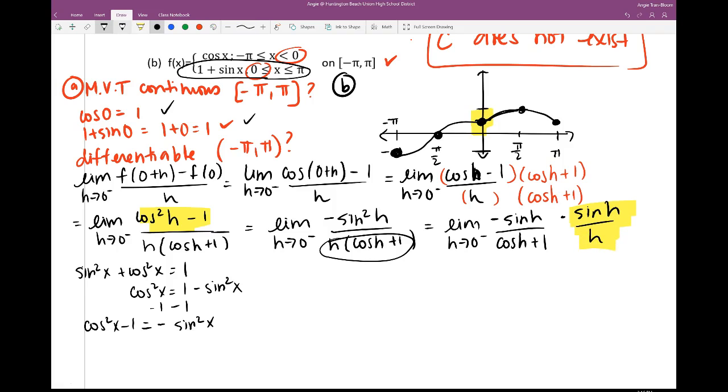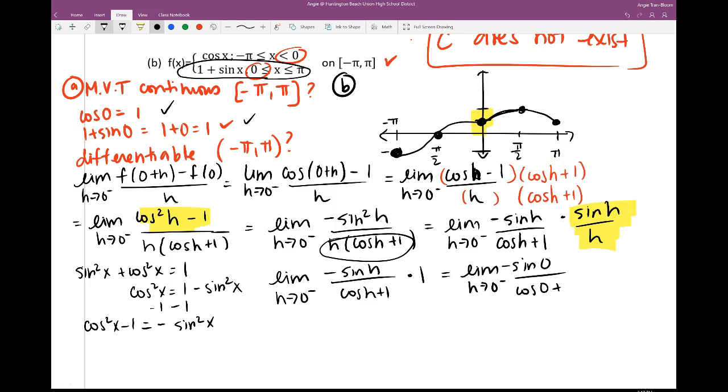Okay, so let's go back. So limit as, now I just have this last piece to work with. So negative sine of h over cosine of h plus 1 times, okay, so the limit of that is 1. Then from here, what we can do now is I can actually substitute in 0, okay? So that's going to be limit as h approaches 0 from the left, negative sine of 0 over cosine of 0 plus 1.